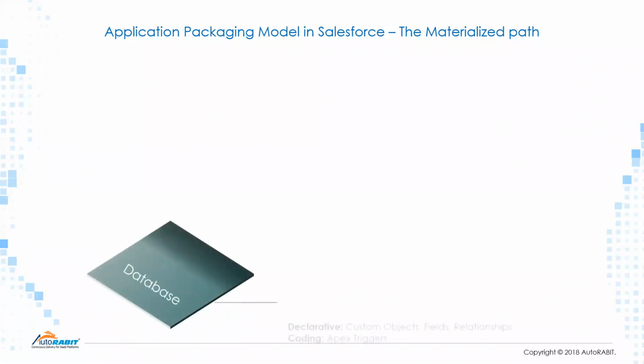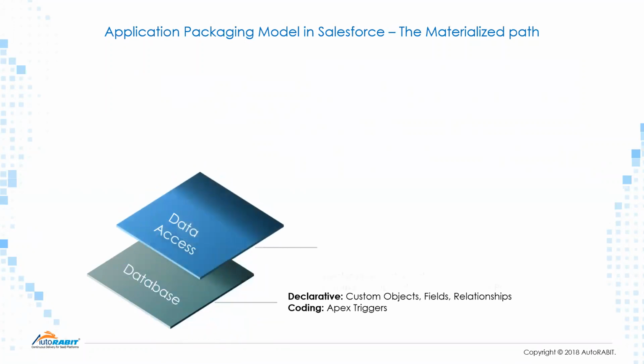So any application will have these 4 concrete composites. One is a database. The database, from a declarative standpoint, will contain custom objects, fields, relationships, and your standard objects. In terms of manipulating the database, you will have your Apex triggers in terms of the coding. The next composite layer would be the data axis. How do you perform your data manipulation language, or your inserts or upserts, on top of the database?